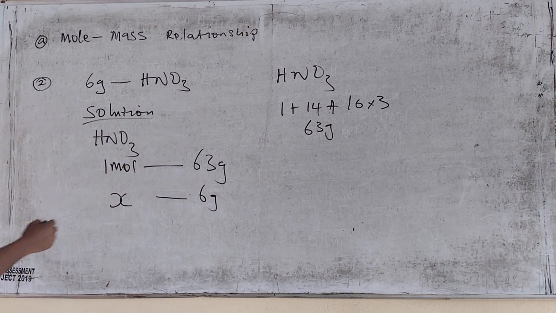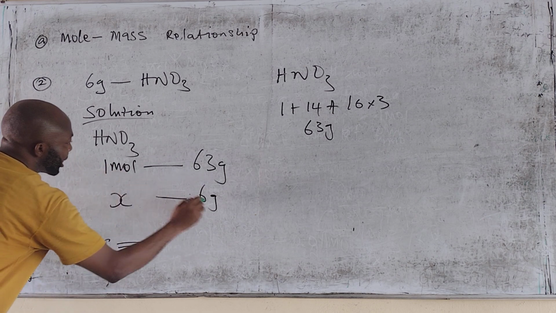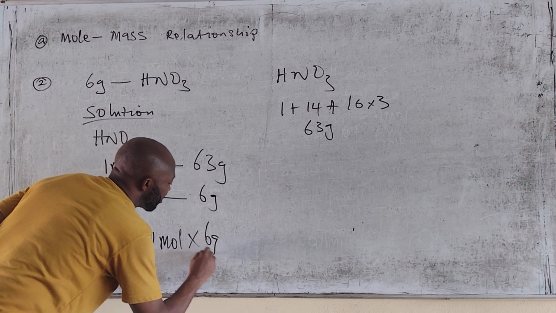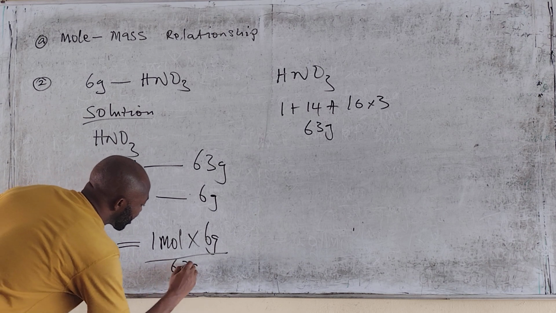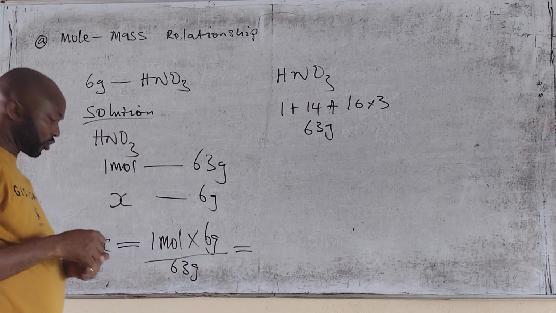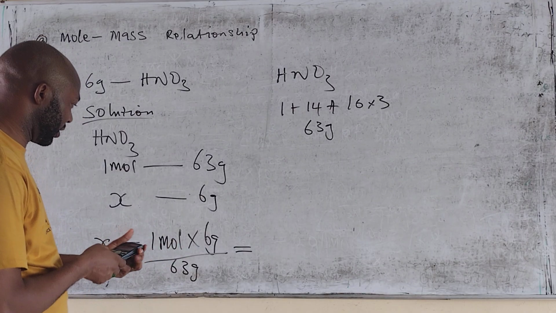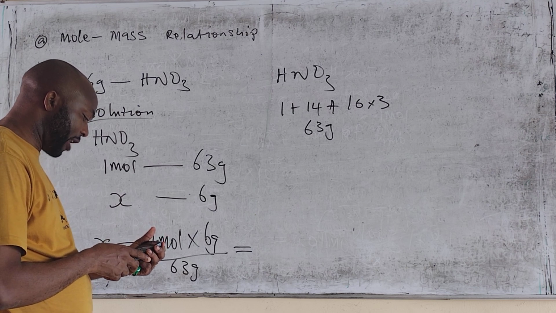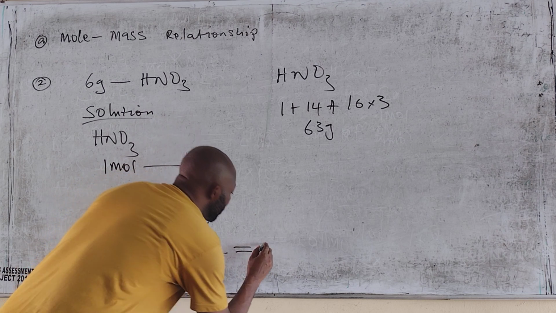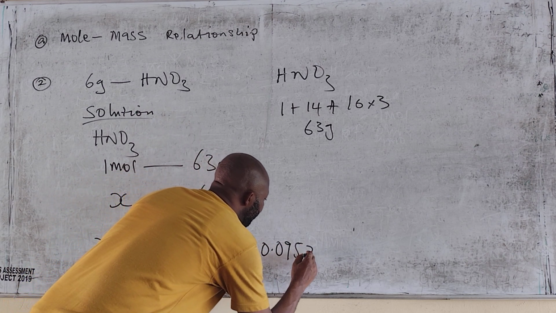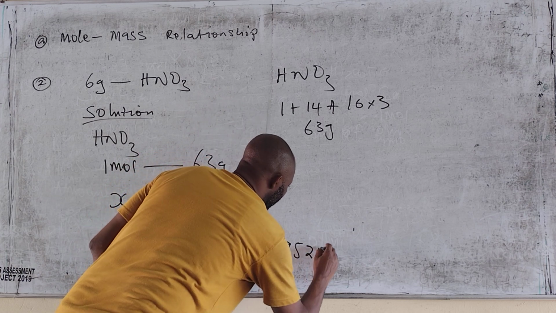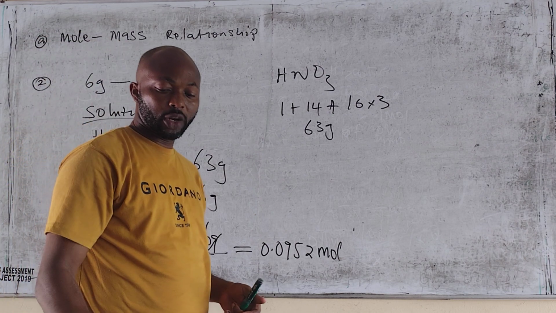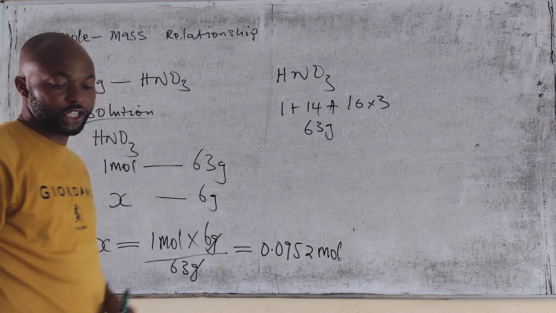That's the question now. So I have my X, which is this times this divided by this. Cross multiply. So 1 mole times 6 grams divided by 63 grams, and that is equal to 6 divided by 63, which is 0.0952 mole, because the gram cancels. So that's our question number 2 on mole-mass relationship.